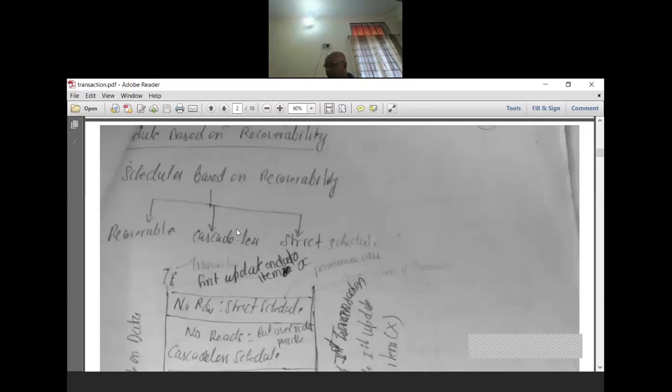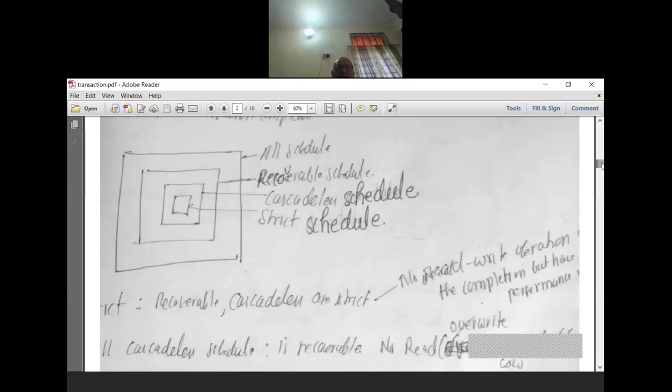In a cascadeless schedule there is no read operation, only write operation is there. And in a recoverable schedule, there is read operation also. Now I am saying that the schedules are strict schedule, cascadeless schedule, recoverable schedule, and all schedules. These are the types of schedules over here.